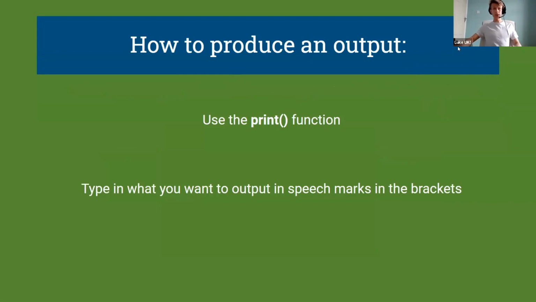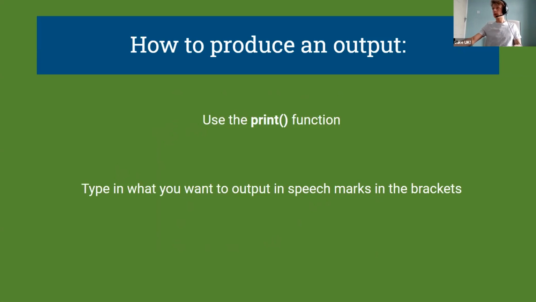So how do we produce an output? We use this thing called the print function. And in programming, we have these things called functions, which are basically words that mean a block of pre-written code that you don't need to worry about what it does. It just does something really useful for you in a single word to make your life so much easier. So the print function right here, we type in what we want to output to the screen like we did with hello world in speech marks and in the brackets.